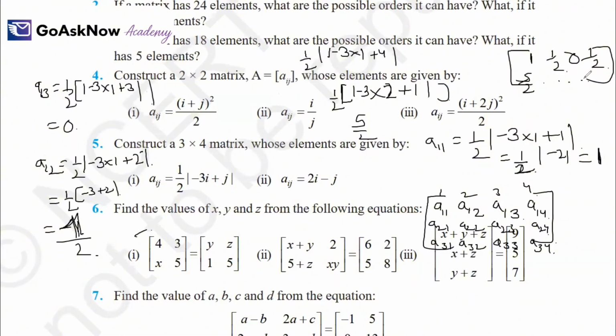I have also shown you how the elements will be filled and how to find these elements. You can correspondingly fill out all the elements and write the whole matrix. I am leaving it for you to solve the further elements, and if you do, you can find it out easily. So this will be the matrix value here.